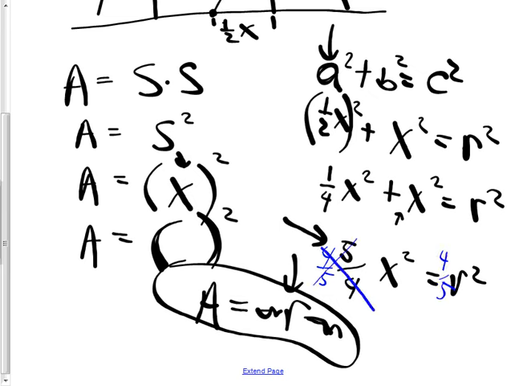How do I get that squared off of there? Square root. Final answer, X equals, now yes, there's a plus and minus here, but will a negative side of a square work? No, so we just drop the negative. 4/5 R squared. Now, am I done? No, I still haven't put this where it's supposed to be.